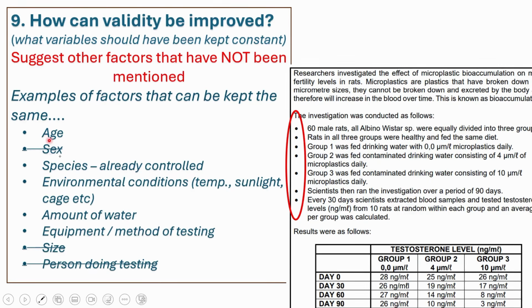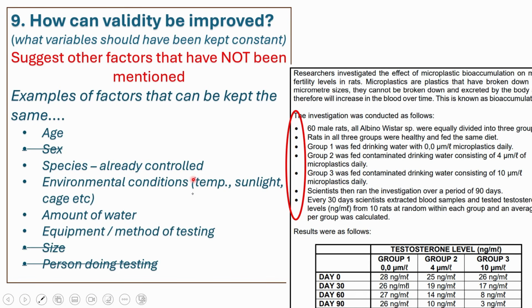Right, the second cue word that I gave you was the sex or the gender of the animal. Now, in this investigation, they were all male rats, okay? So there's no need to control gender because we are looking at male fertility, right? So this one cannot be considered as a factor that we need to control. The third one was species. Now, the species of rat is already controlled in this investigation, so it's not a new factor that we can still control.